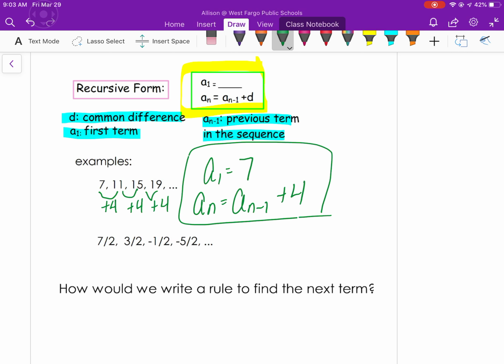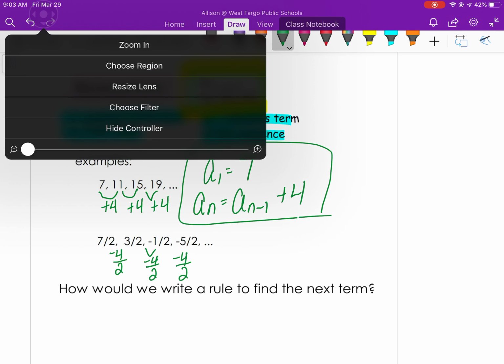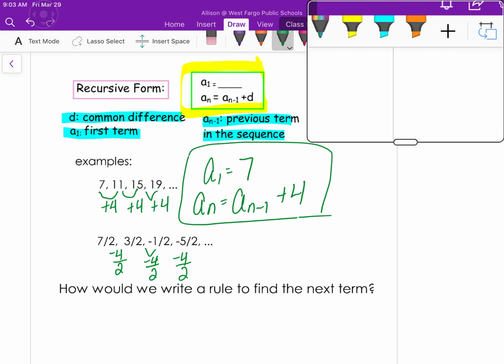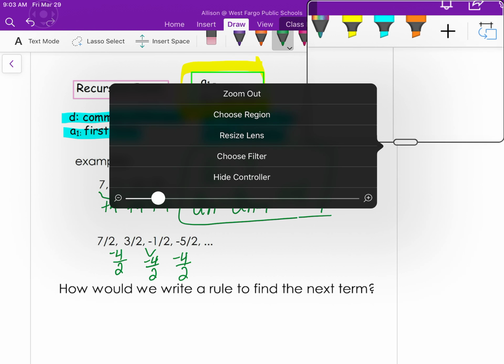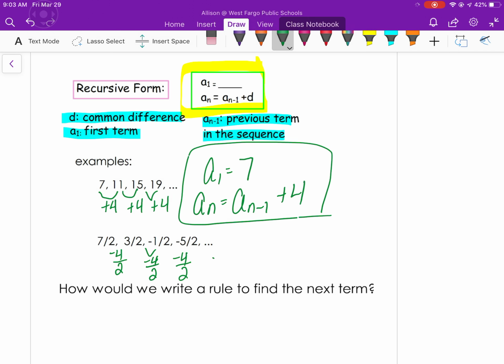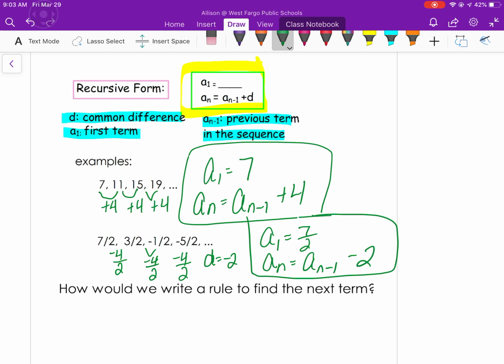Here, 7 halves, 3 halves, negative 1 half. Remember, when you are adding or subtracting fractions, you're looking at the numerators. So 7 to 3 is subtracting 4. So it looks like I'm subtracting 4 over 2 here. Subtracting 4 over 2. And 4 over 2 simplifies to just negative 2. So d will be negative 2. So I need to tell you my first term is 7 over 2. And then to find the next term, you take the previous term and you subtract 2. So that would be the recursive rule for that.